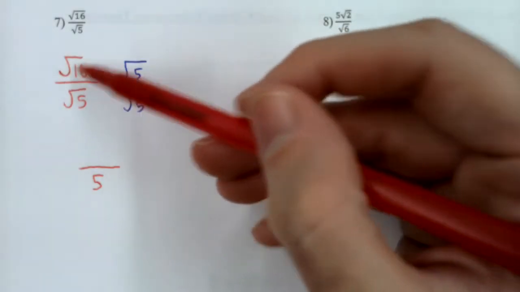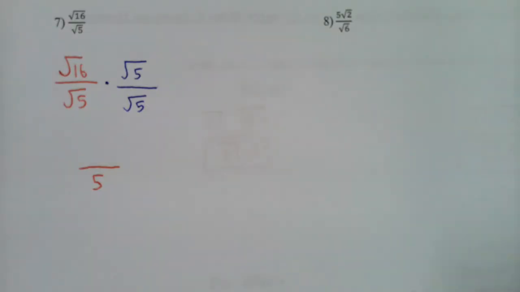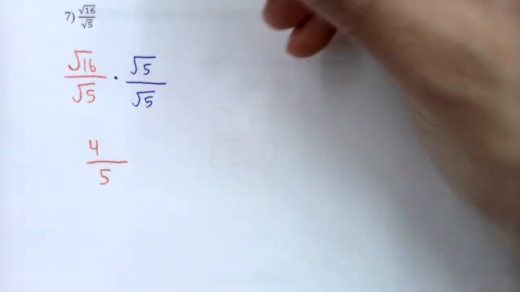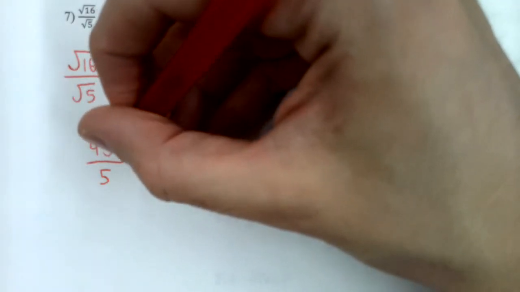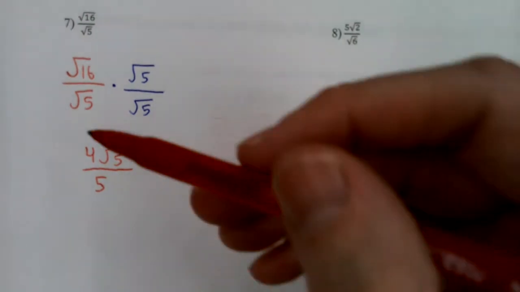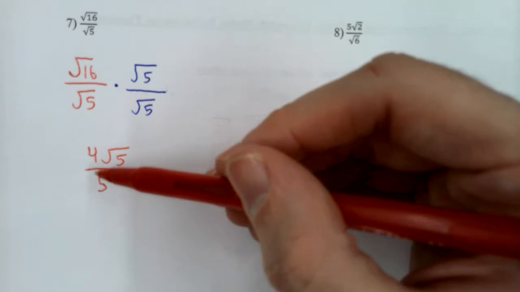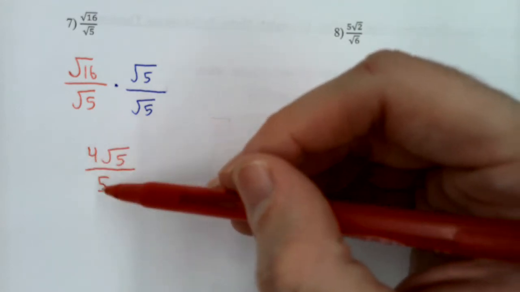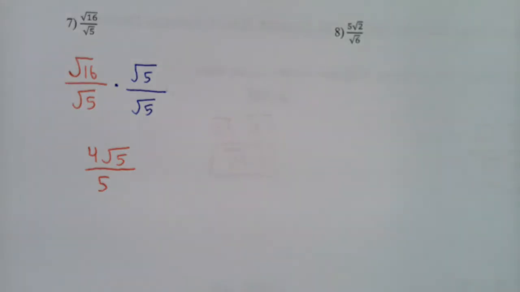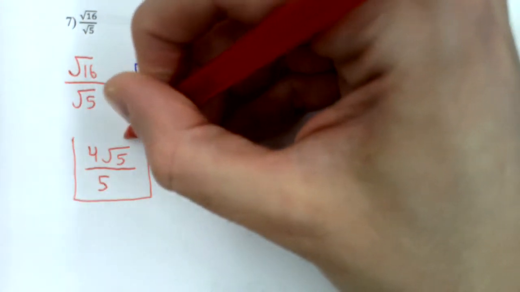And now multiply the numerators together. If you notice the square root of 16 is 4, you can just go right to 4 square root of 5. And just double check and see if you can simplify this anymore. So can you simplify the fraction 4/5? No, so just leave it like that. And then that's the answer.